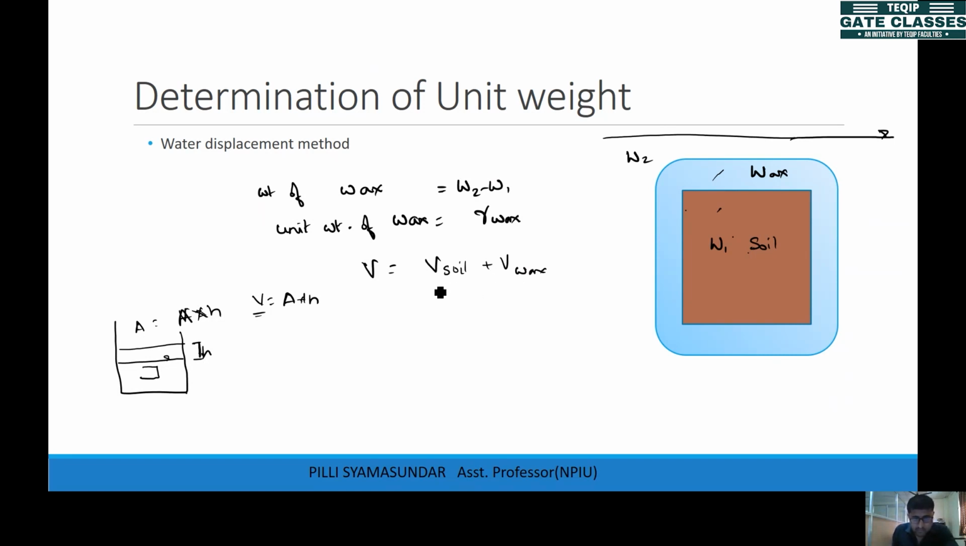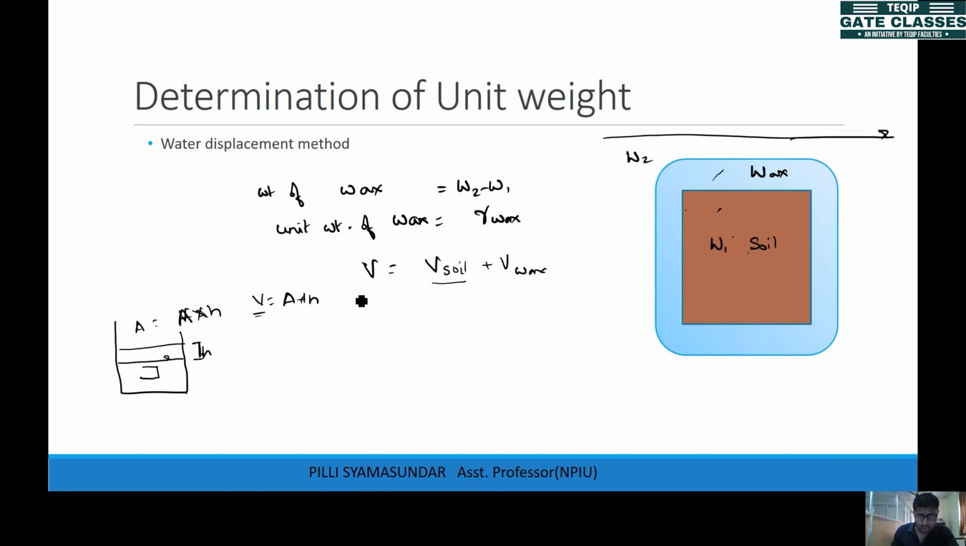Now we want to find out the volume of soil. We are interested to know only the volume of soil. Wax is a secondary material that we are using just to cover the soil. Why do we have to cover? Because you can't keep the soil inside the water, because the water gets into the soil. So the water content of soil changes, which we don't want, right? You want the natural water content existing in the soil as it is. You don't want additional water to enter into the soil. That's why you are covering with the wax, right?